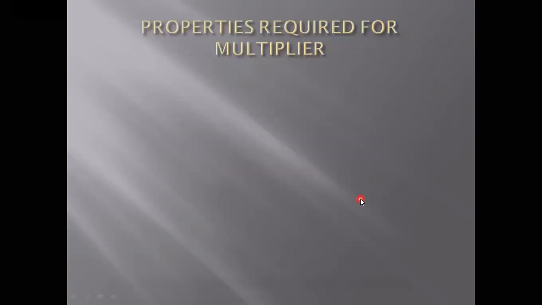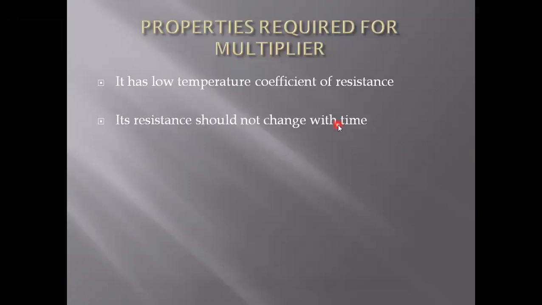Now, the properties required for a multiplier are: it should have a low temperature coefficient of resistance, the resistance should not change with respect to time, and it should have negligible inductance.